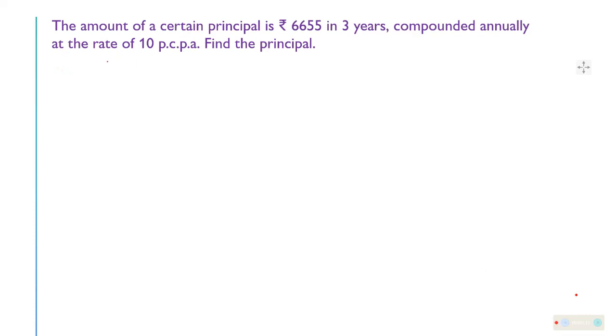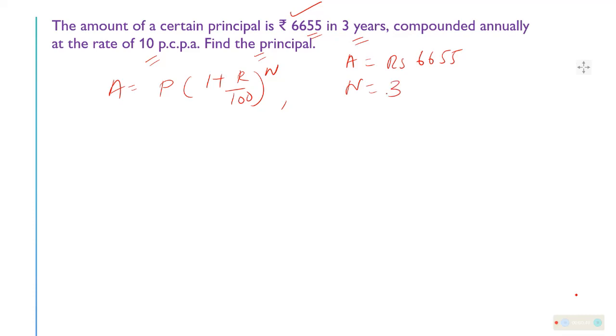Here is a situation where you have the amount of a certain principal. The amount is given as rupees 6,655 in 3 years, compounded annually at the rate of 10% per annum. Find the principal. The peculiarity is that the principal is asked. The formula is the same. A is equal to P into (1 plus R upon 100) whole to the power of n. The amount is given as rupees 6,655, number of years as 3, rate of interest as 10%, and the principal is what is asked.